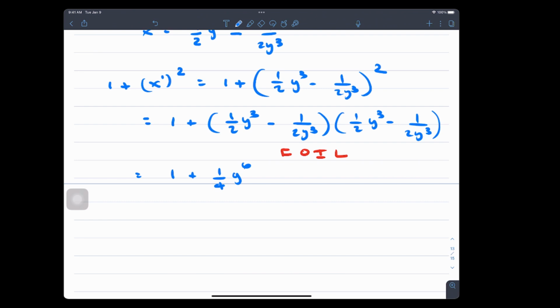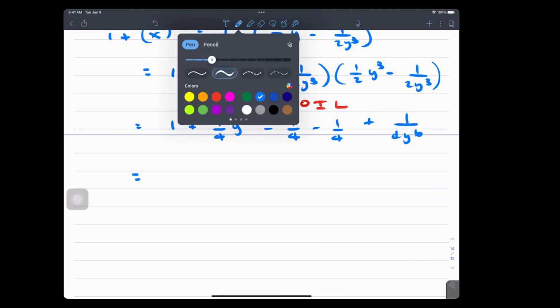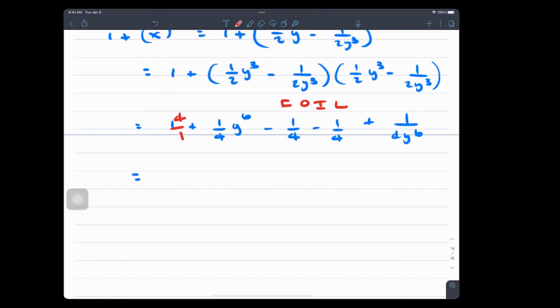Outer term, you're going to get 1/4, and it's going to be minus. I think it's going to be minus 1/4. And then the inner term, another minus 1/4. And then the last term, plus 1/4 y to the 6. So you get 1 minus 1/4 minus 1/4. What do you guys get? What is that going to be? Change this to 4/4, right? So you get now 2/4. So I think that's going to be 1/2, plus 1/4 y to the 6 plus 1/4 y to the 6.